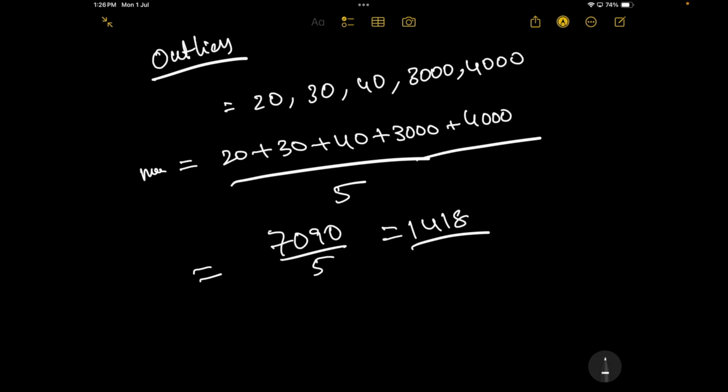Is that true? Did we get 1418 every single day on average? No, because these two are outliers. That was actually manipulating the mean.